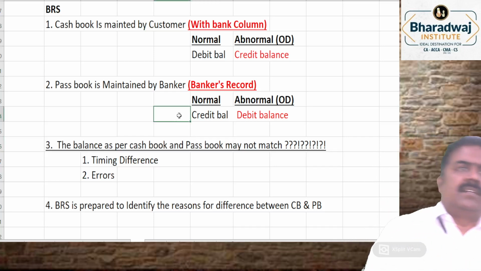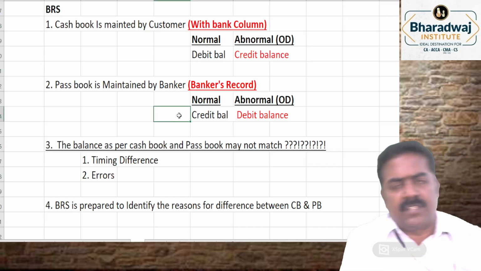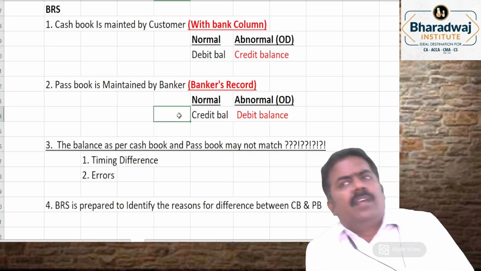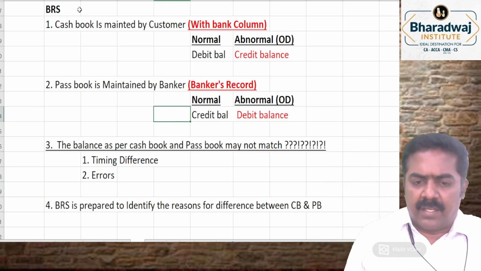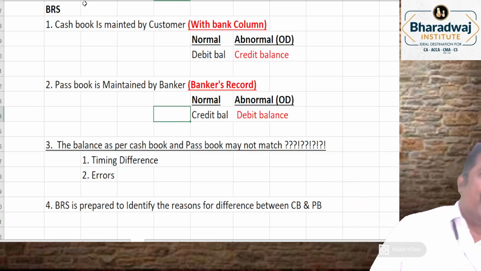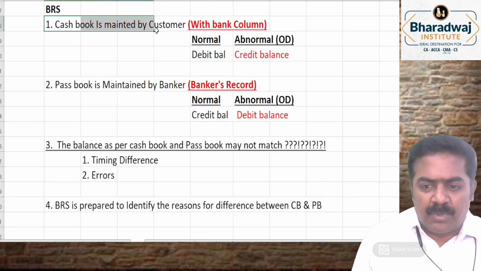We'll start revising which one? BRS first, then we'll go for rectification of errors. Before we start with revision, pay attention. It is a revision, not a learning one. Okay. So cash book is maintained by who?